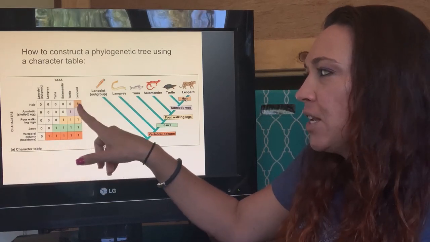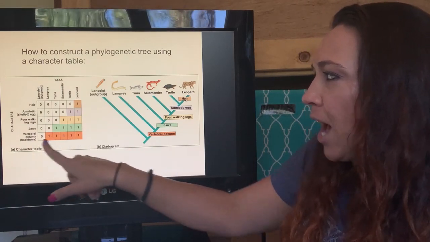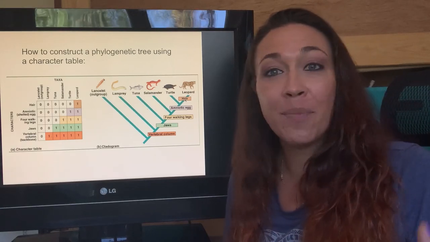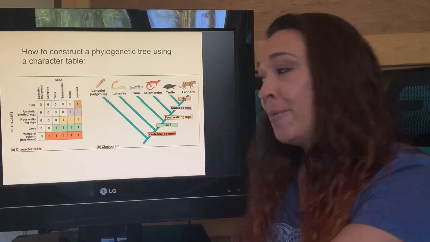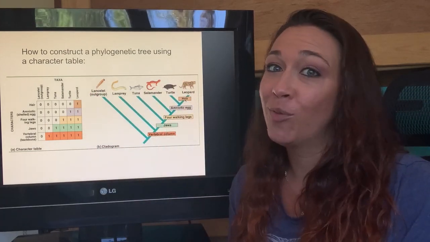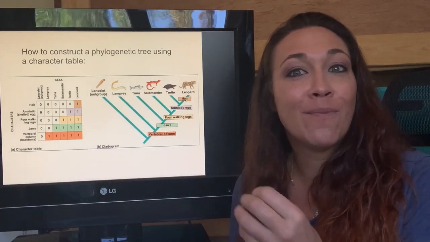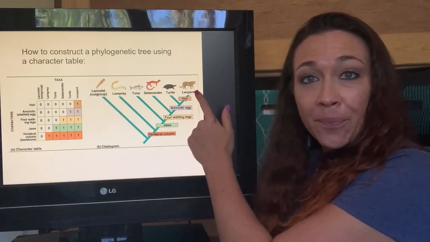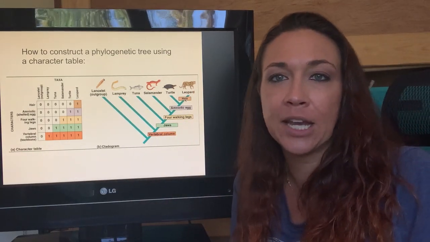And now you can kind of see, remember the vertebrae? Remember we're in the phylum Chordata, the subphylum Vertebrata. So the lancelet is in the phylum Chordata, but it is not in the subphylum Vertebrata, which means it doesn't have a true backbone. All these other guys do. So again, you're just basically looking at these characteristics.